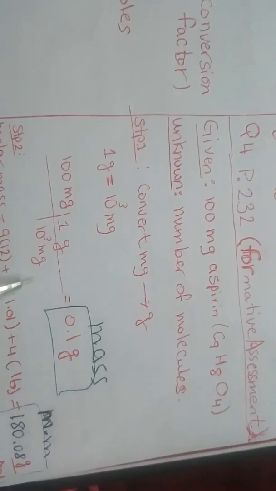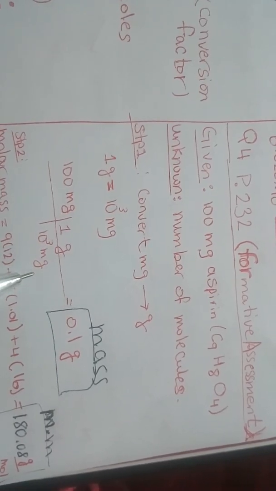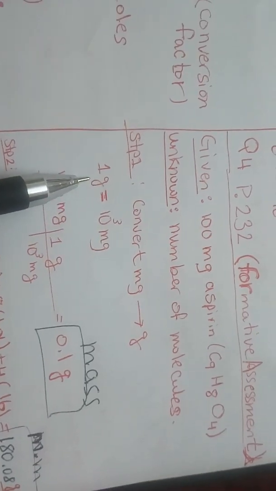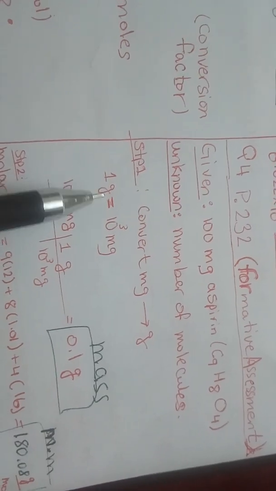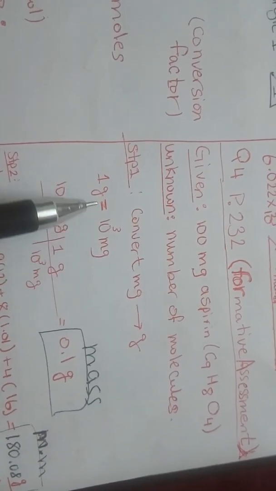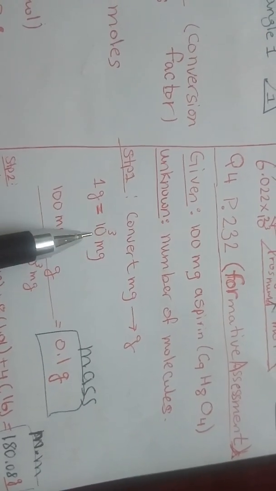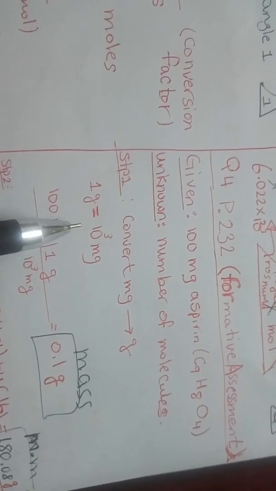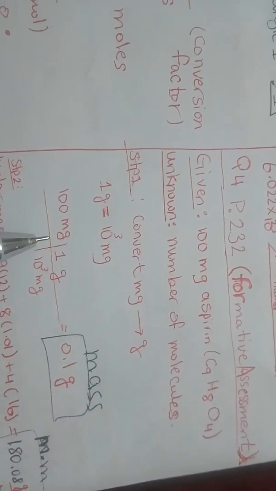Let me just give a small tip because there are personal differences between students. I always teach students when they convert: this is the big unit, and this is the smaller unit. If you're converting from big to small, then you need to multiply by the conversion factor. And if you're converting from small to big, then you need to divide. So this is the only tip that you need to know when you're converting units.